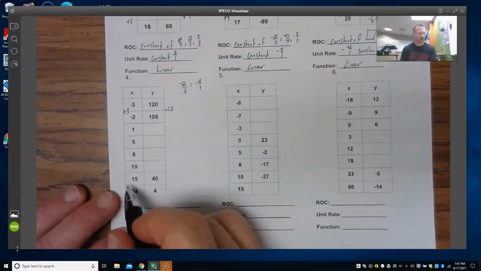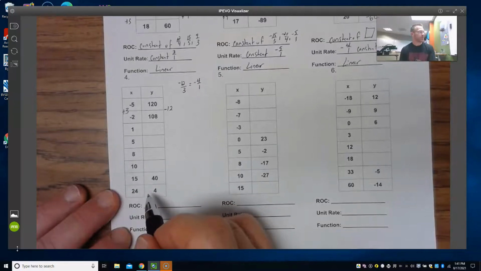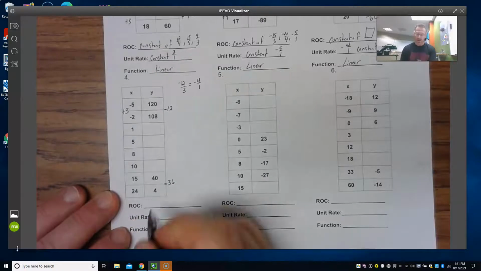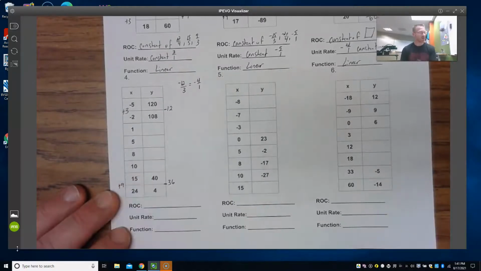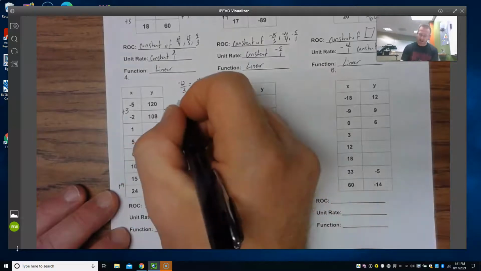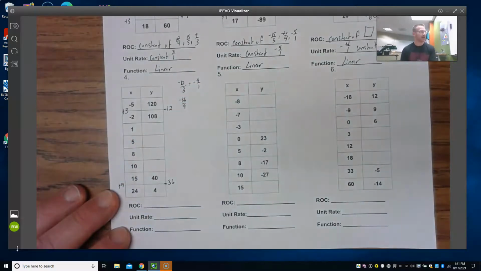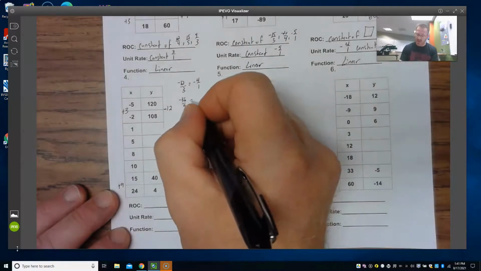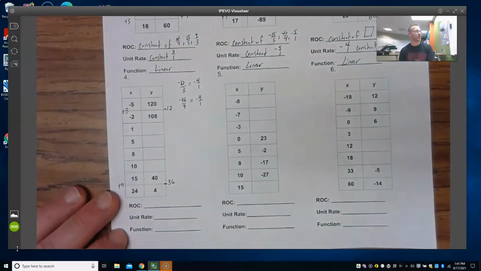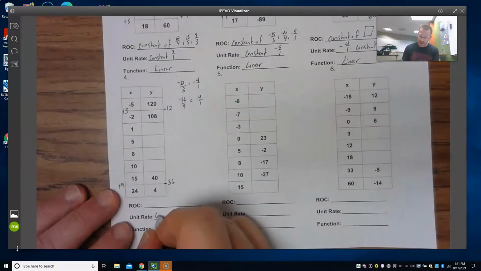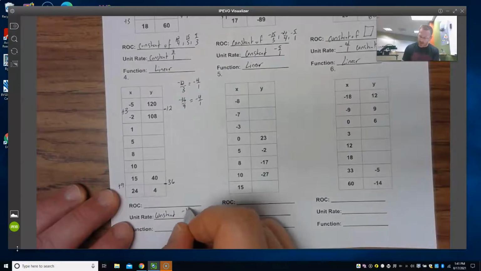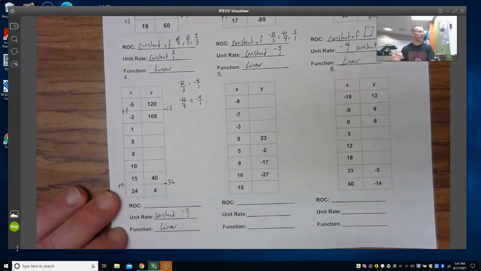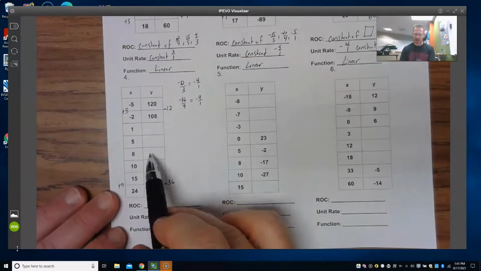Well, let's go down here and see what happens. So 40 to 4, I go down 36. And at 15 to 24, I go up 9. So it definitely looks different, right? But once again, if I write this out, -36 to 9, and then I reduce that, notice I can divide both of those numbers by 9, and that gets me down to that same unit rate of -4 to 1. So once again, we have that constant unit rate, which is what we want, which tells us it's linear. And now I can just adjust that unit rate to find our next 4 pieces here.